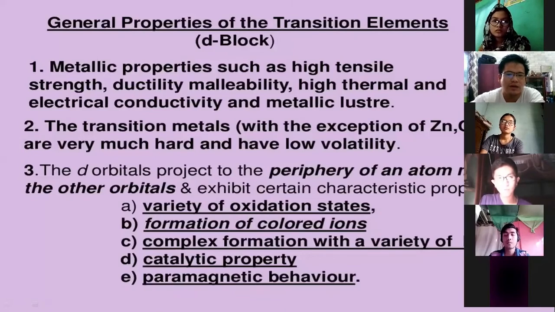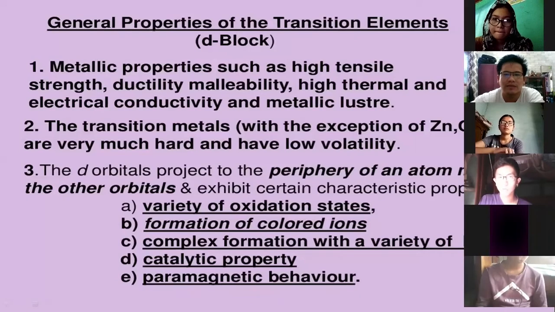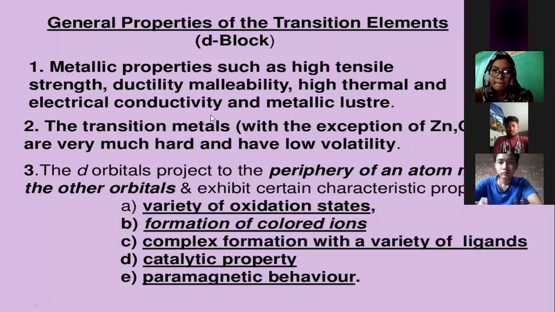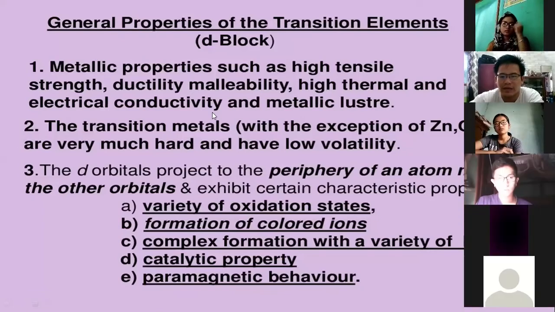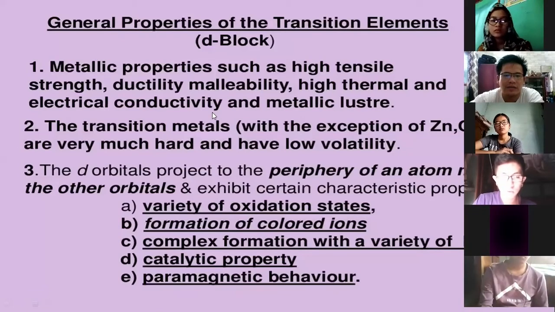And then point number 2, the transition metals with the exception of zinc, cadmium, and mercury, since they are completely filled, are no longer regarded as transition elements. Okay, and these transition metals, except for zinc, cadmium, and mercury, are very hard and have very low volatility. That means they cannot be easily melted, and they have a very high melting point.